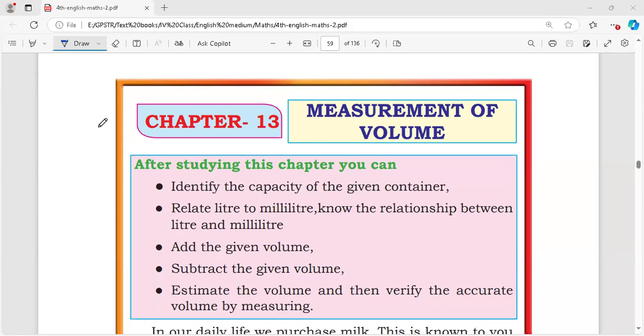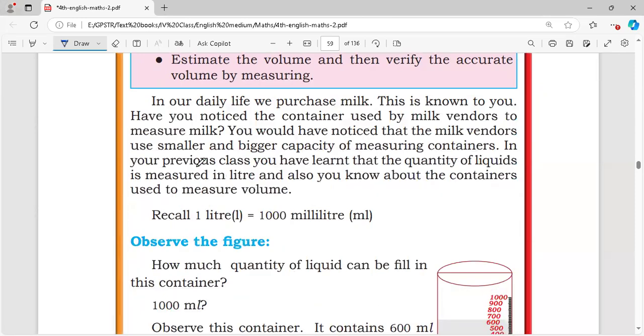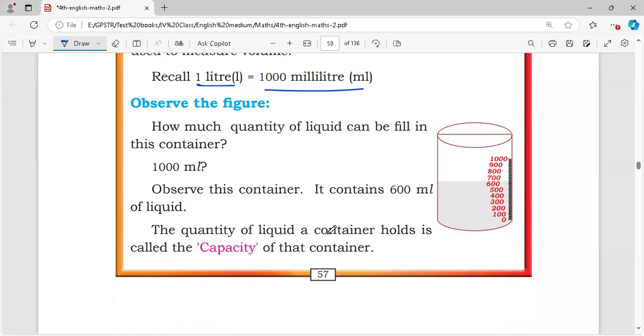In this video, I am discussing Post-Standard Mathematics, Chapter 13, Measurement of Volume, Exercise 13.1. Before going to the exercise, see some basic concepts. Recall, 1 liter is equal to 1000 milliliter.